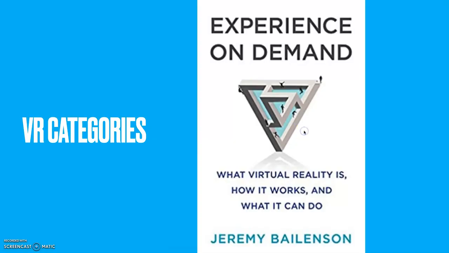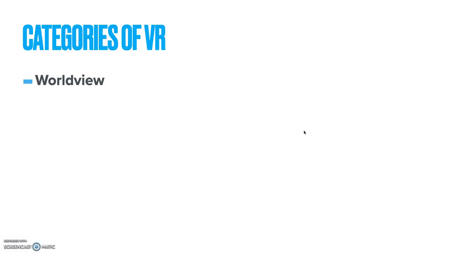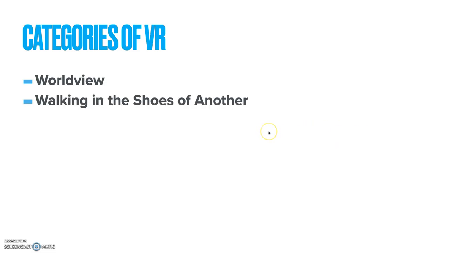So let's look at some categories of VR. This is from this book that I just showed you, Experience on Demand by Jeremy Bailenson, which is a great book overview. So one category is just having your worldview change, like being in this computer-generated space where you can see things in a new way. Then this idea of walking in the shoes of another. There's lots of research around empathy and VR and experiencing what it could be like for someone who's blind or homeless. That's a different sort of category of VR.